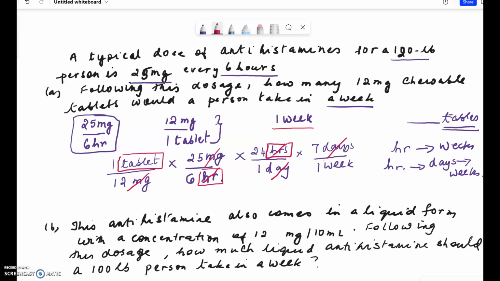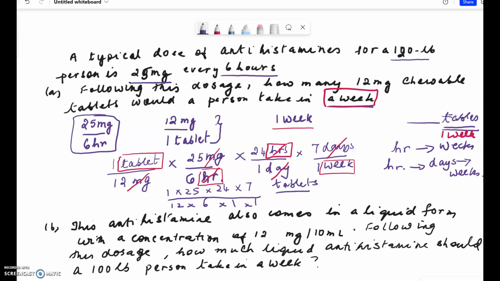So number of tablets per 1 week. That's what we need, tablets per 1 week. And that's what we'll get once we simplify this. So we're going to have 1 times 25 times 24 times 7 divided by 12 times 6 times 1 times 1 tablets per 1 week.